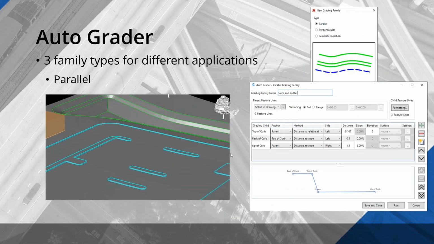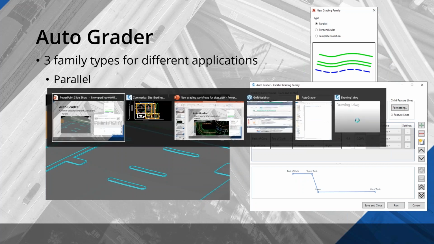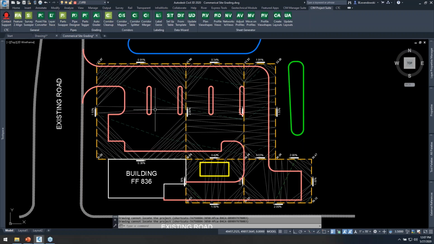What we're going to focus on today is this parallel one, and this is, frankly, I think probably going to be the most commonly used one and the most popular one, because it has so many applications in our focus today, which is around commercial sites. So with that, I'm going to jump into Civil 3D and start showing you Autograder and how we might use it in a site grading workflow.